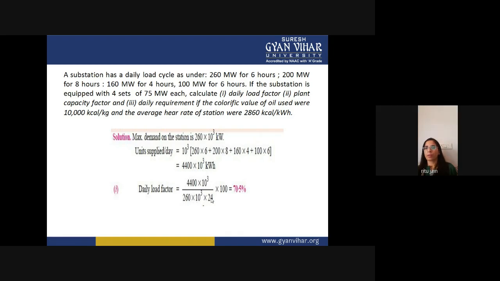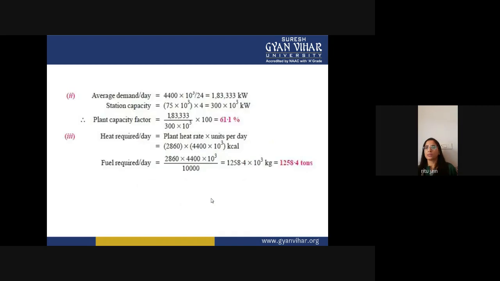Now, plant capacity factor. As you know, the plant capacity factor is equal to average load divided by plant capacity. The plant has four units, so the station capacity is 75 into 10 to the power 3 into 4. And this is your average load, which is in kilowatt. So you divide the average load by the station capacity, and you will get 61.1%, which is your plant capacity factor.